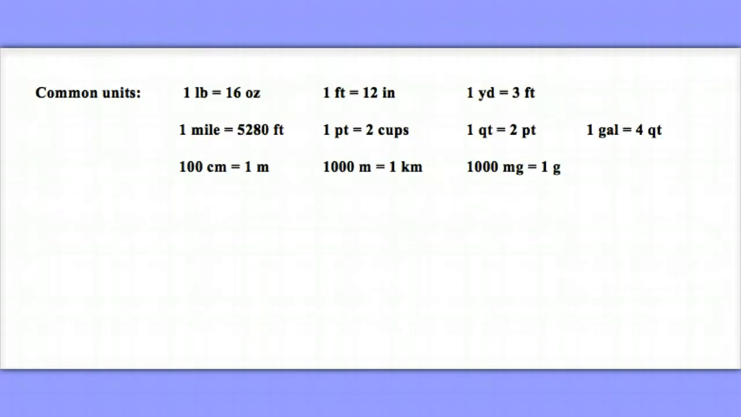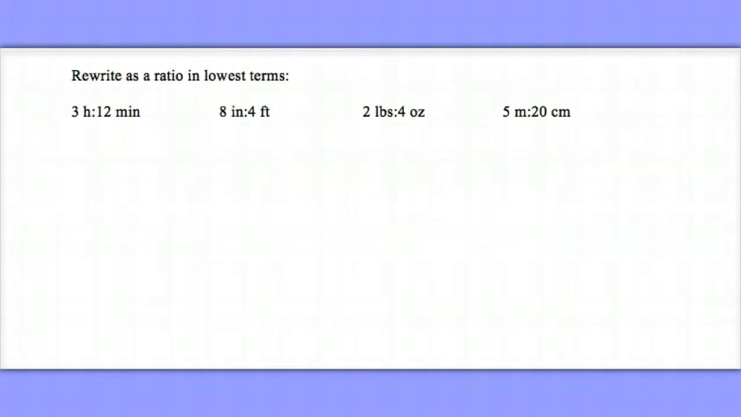Let's take a look at some common units. You've seen several of these before, like converting feet to inches and yards to feet. This might be helpful in some of the problems that we're going to be taking a look at. So let's begin by converting 3 hours to minutes so that we can compare 3 hours to 12 minutes. I know that there's 60 minutes in an hour, so 3 hours would be 180 minutes.